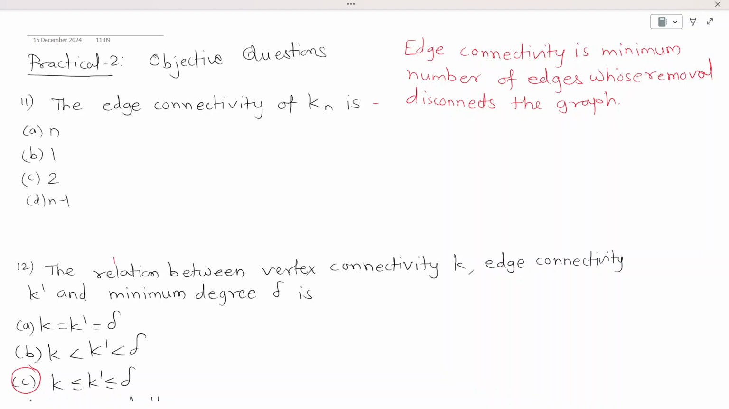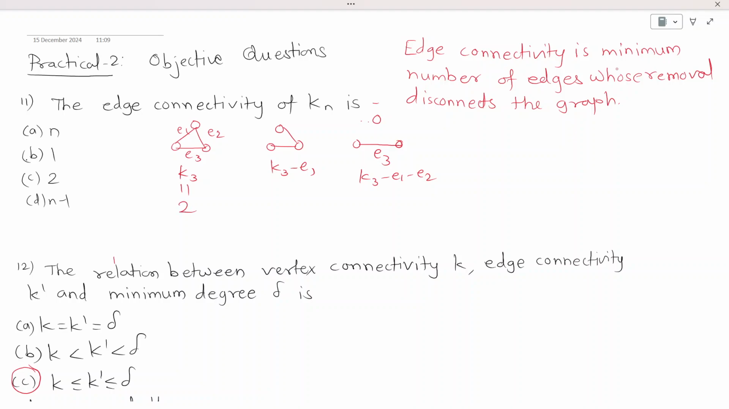So let us start with K3. I am drawing K3 here. Suppose this edge is E1, this edge is E2 and this edge is E3. If I remove E1, then the graph will be K3 minus E1, which is this graph, but this is not a disconnected graph. Now I am removing E1 and E2, then the graph will be like this. This is K3 minus E1 minus E2, which is a disconnected graph. So for K3, the edge connectivity is 2.